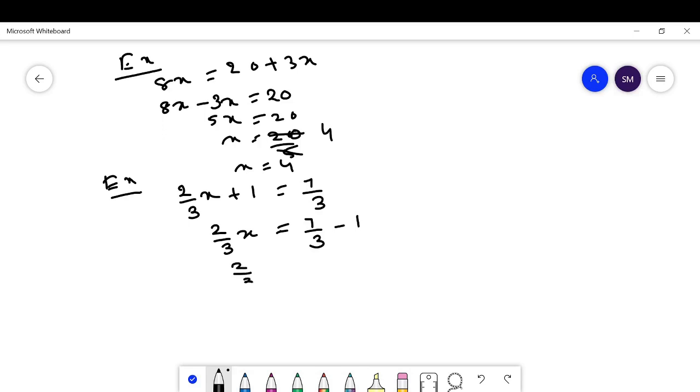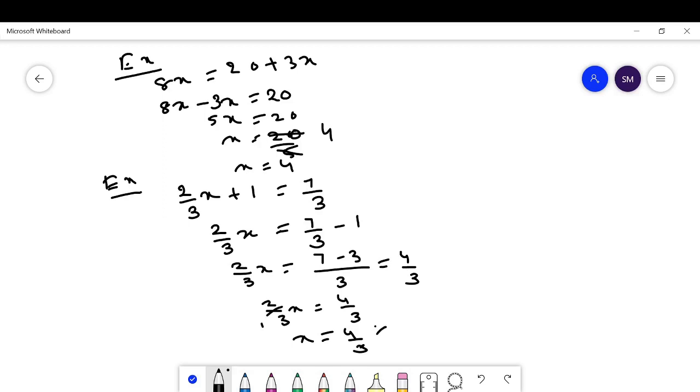Then here 2 upon 3x, and on the right 3 is the LCM, 7 minus 3, which is equal to 4 upon 3. Then 2 upon 3x is equal to 4 upon 3. Then x is equal to 4 upon 3. Here the 3 at the denominator goes to the numerator, and the 2 in the numerator goes to the denominator. 3 cancels, and 2 into 2 is 4. Then you get x equal to 2. Finally, x equal to 2 is the answer.